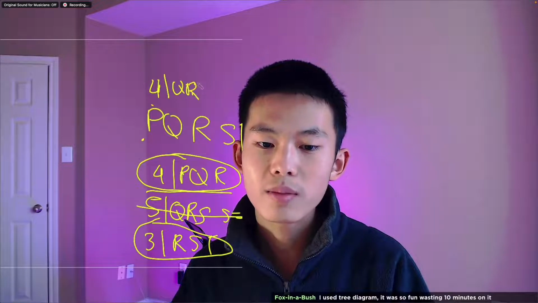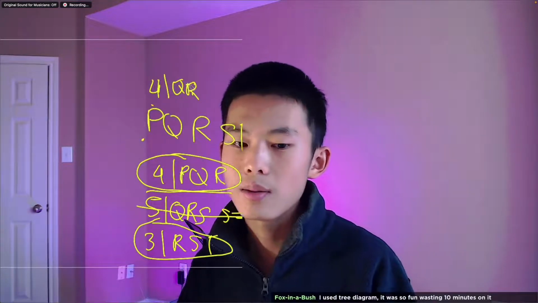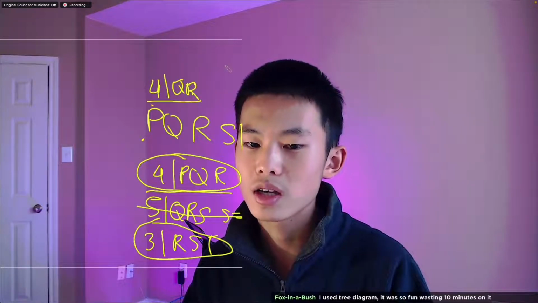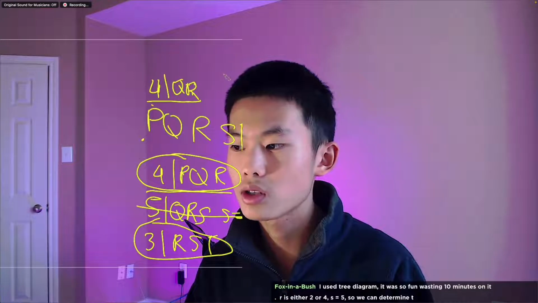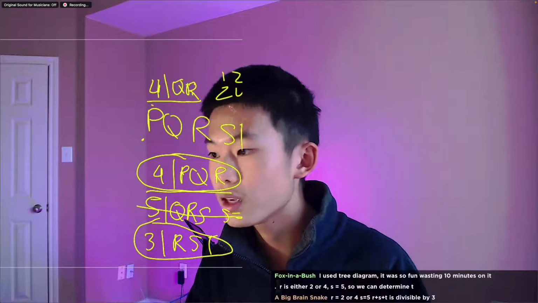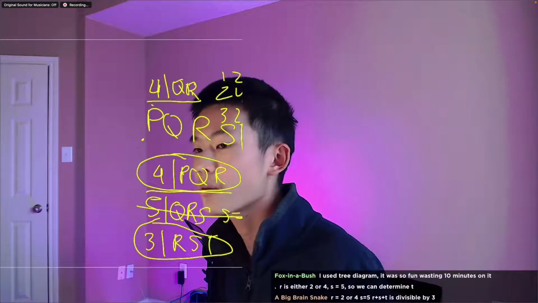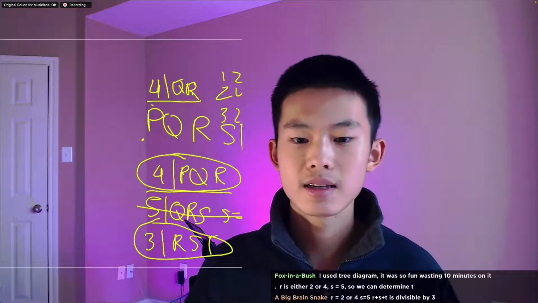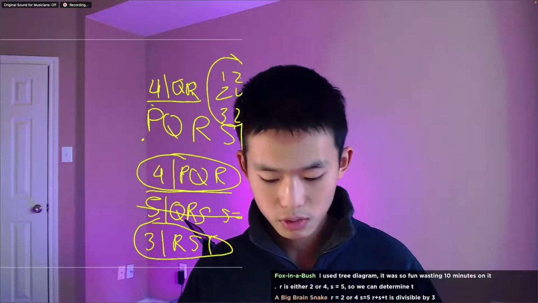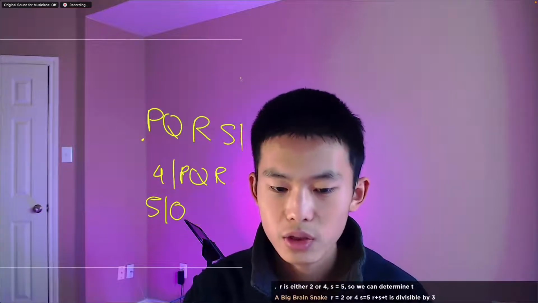So looking at all the multiples of 4 that we have, there's only 3 that I believe satisfy 4 dividing QR. So we see that QR could be 12, it could be 24, or it could be 32. It can't quite be 52 because remember, we already used the 5 in S. So QR can only be 12, 24, or 32. Now we can move on to look at the third one, right?